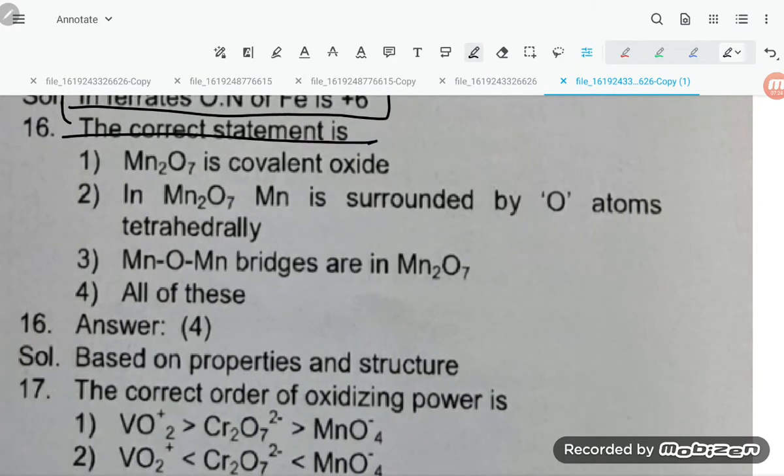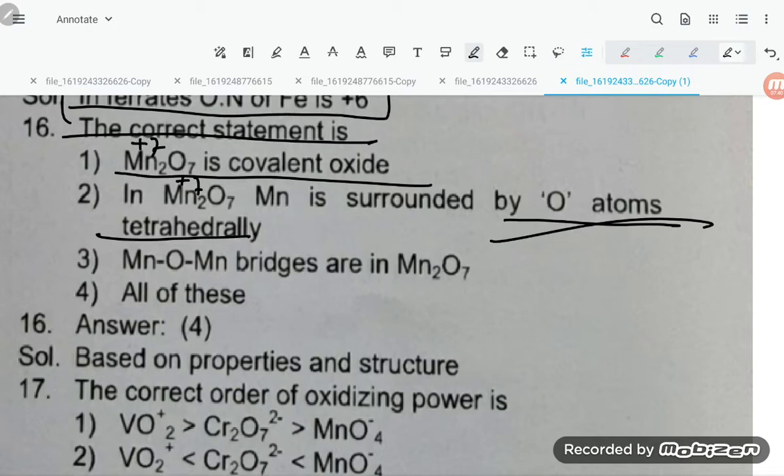The correct statement is: Mn2O7 is a covalent oxide because of the plus 7 oxidation state. In Mn2O7, Mn is surrounded by oxygen atoms tetrahedrally, that is correct. The Mn-O-Mn bridge is also correct. So all are correct, student.